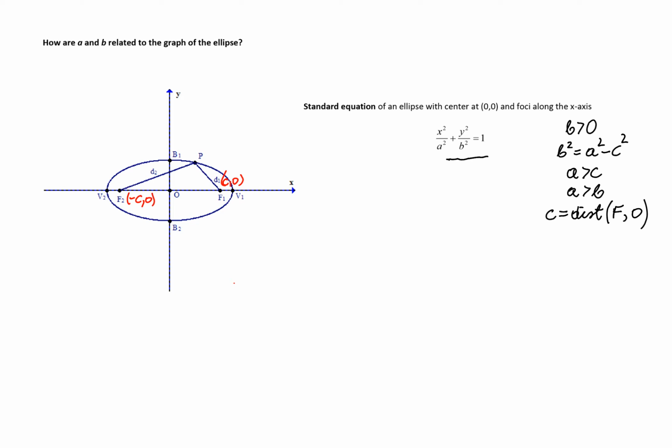Now we look for additional meaning to the numbers a and b. The graph of the ellipse shows that the ellipse has x and y intercepts. The x-intercepts are the points V sub 1 and V sub 2, which are the vertices of the ellipse, and the points B sub 1 and B sub 2 are the y-intercepts, and these are the endpoints of the minor axis. Since we have the equation of the ellipse, we can find the intercepts using the standard procedures. So let's try to find the x-intercepts first.